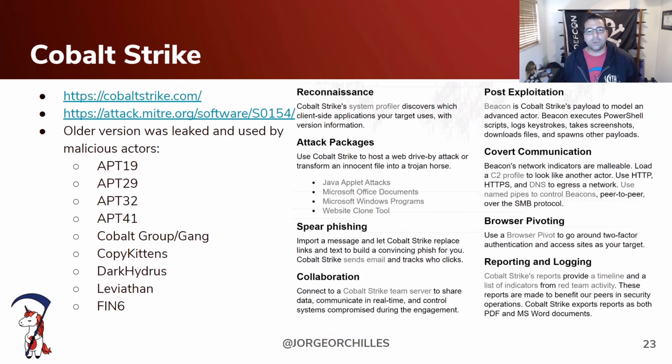In this case, we know we need to use Cobalt Strike. So Cobalt Strike is a commercial command and control framework. It's available on cobaltstrike.com. And unfortunately, it was leaked. And that means that malicious actors have their hands on it. And it has a MITRE ATT&CK page as well. It's software S0154. And within there, you can see a number of different malicious actors that have used this.